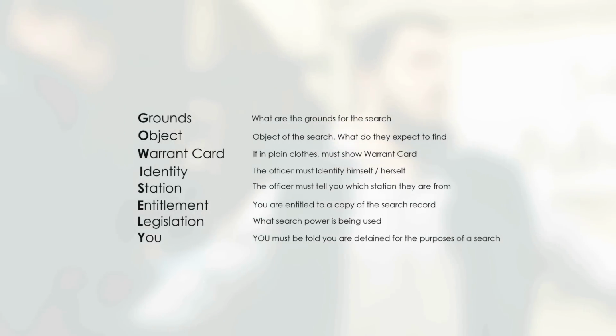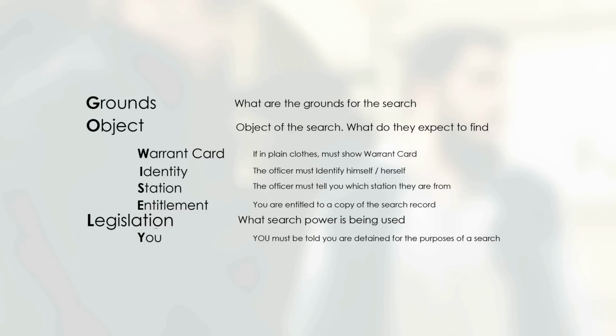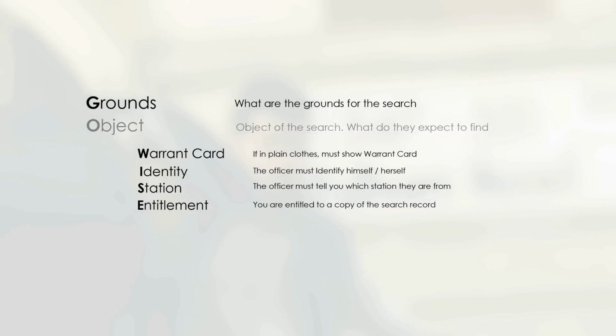From the mnemonic GOWISELY, the most important aspects for you to question are grounds, object, and lawful reason. Ask the officer what are the grounds for the search and the object of the search, what he thinks he will find, and what laws allow him to do this. This is important because the police have to justify why they have stopped you and record this, and asking the questions makes it harder for them to stop you without reason.